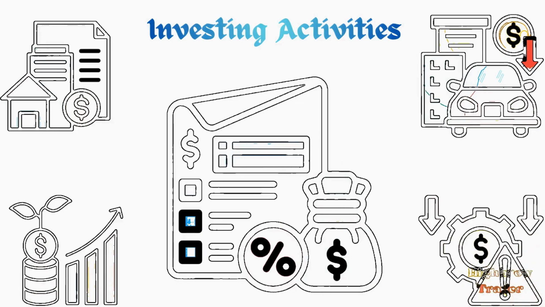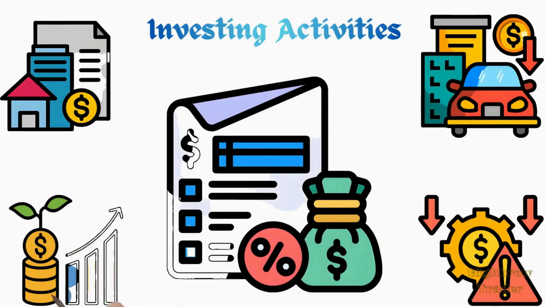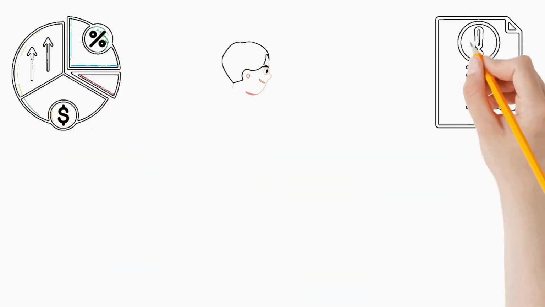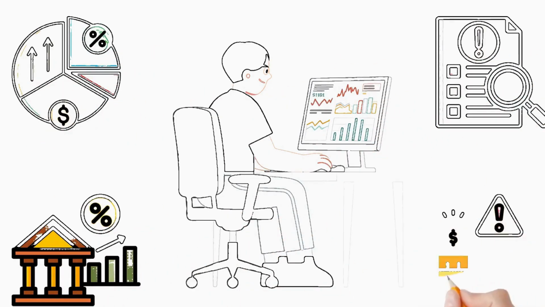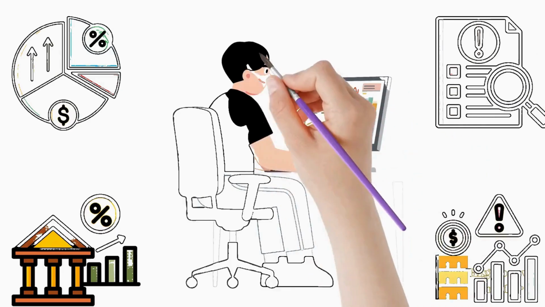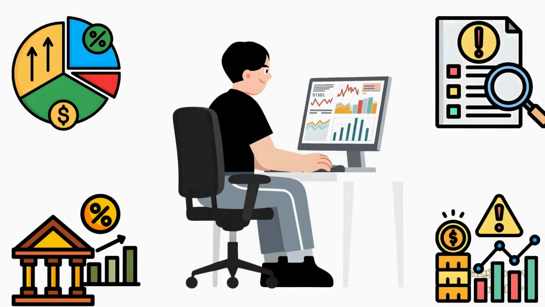Investing activities involve cash used for buying or selling long-term assets such as property, equipment, or investments. Negative cash flow in this section often indicates expansion and future growth. Positive cash flow may result from selling assets, which is not always sustainable. Investors evaluate this section to understand how a company invests in its future. Strategic investments can drive growth, while poor investment decisions may reduce efficiency and profitability over time.